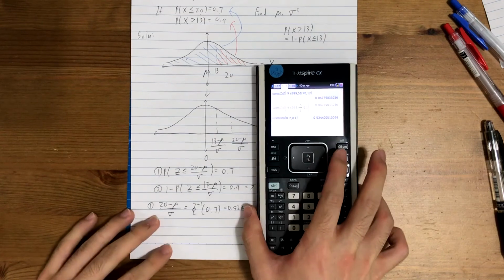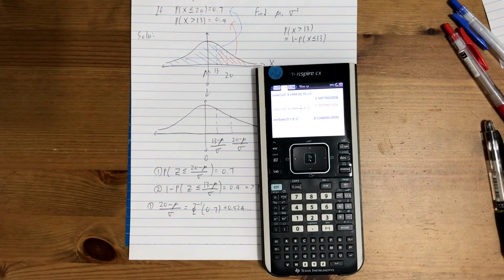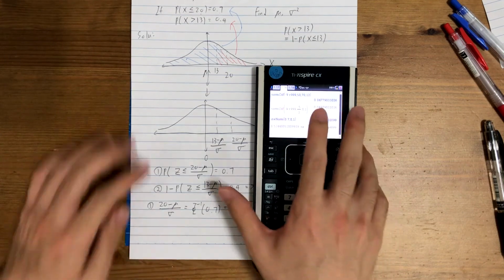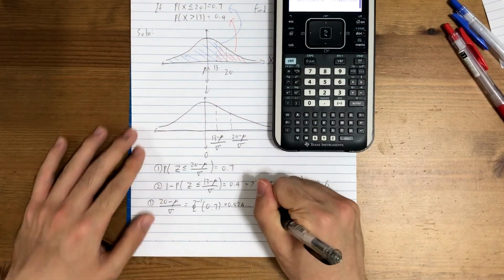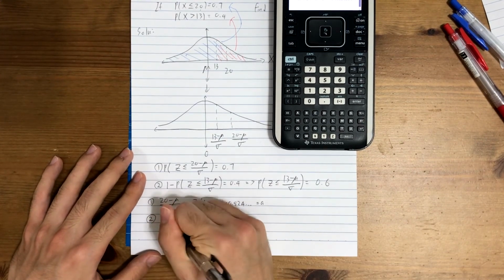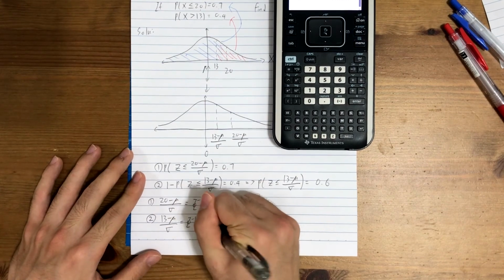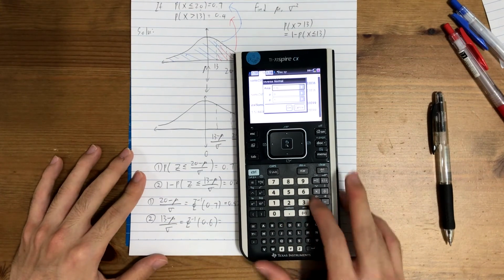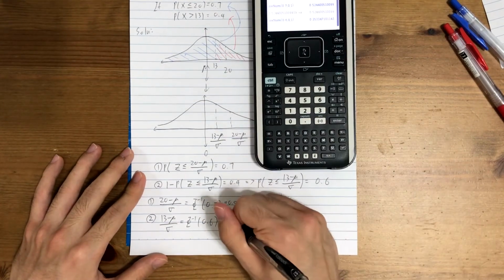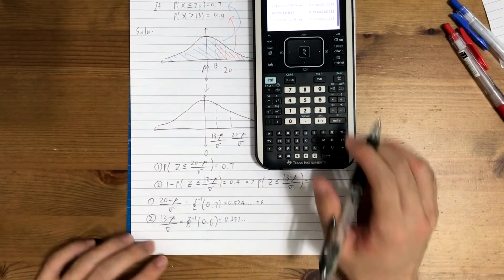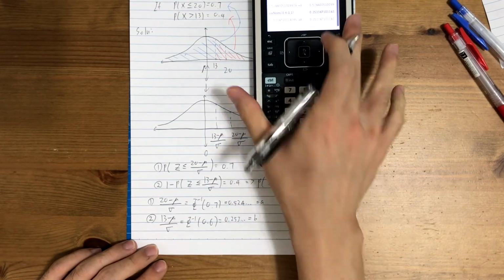Please note that for any questions that involve the GDC, do not round it up in the middle of the steps. So save the value. Okay? And let this be A. And for the second equation, doing the same thing. So inverse normal 0.6, that's 0.253 dot dot dot, and again save this value as B.